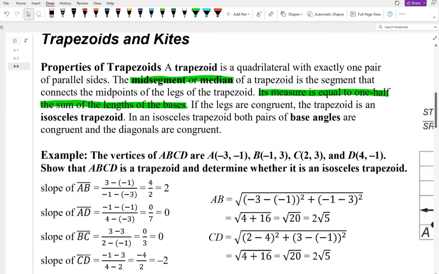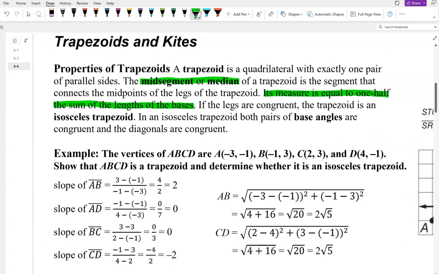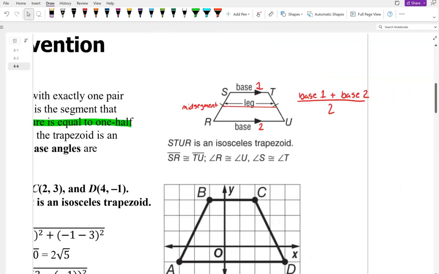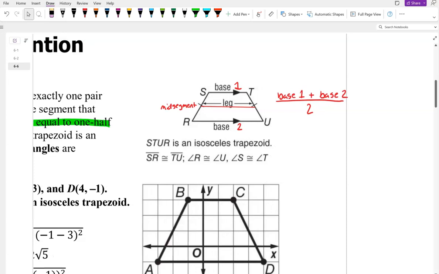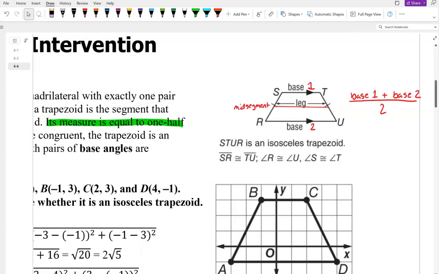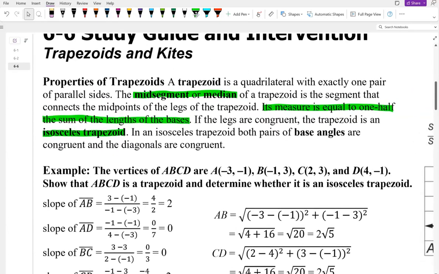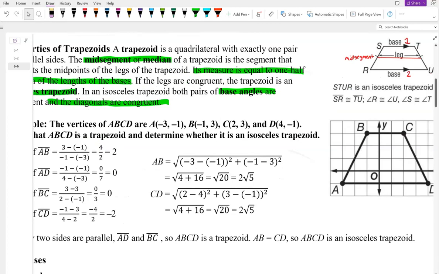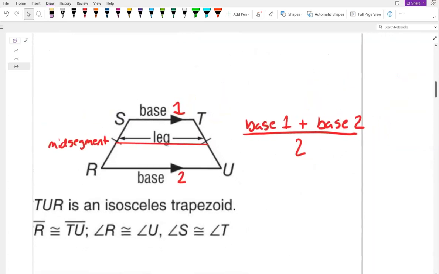What else? Oh, the other thing is if it is an isosceles trapezoid, just like an isosceles triangle, it just has two sides that are equal in length, which would be the two legs here. So if those two legs are equal, then you know that the base angles and the diagonals are congruent.